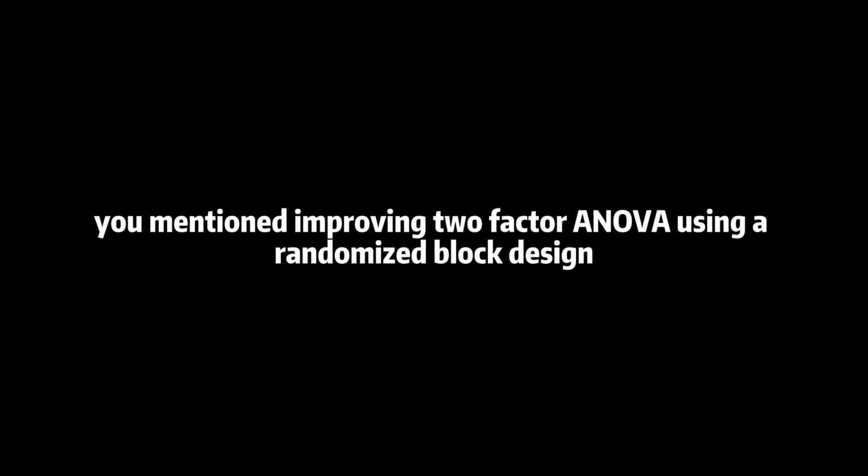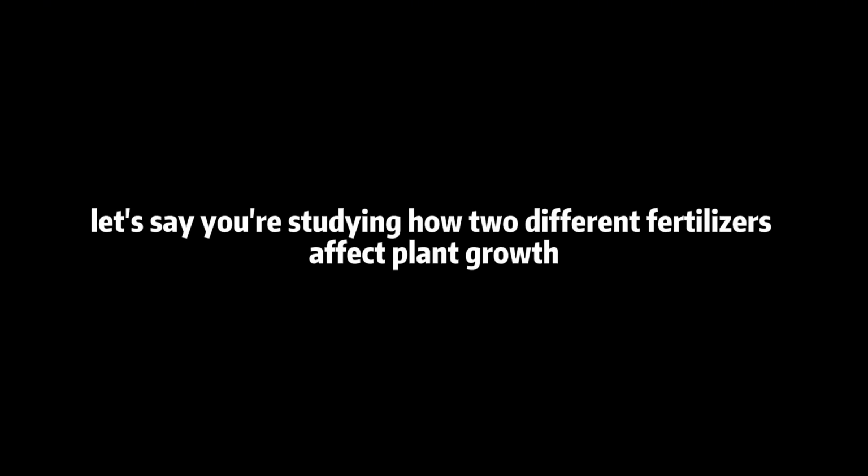And speaking of real-world data, you mentioned improving two-factor ANOVA using a randomized block design. Can you explain how this technique helps us get results that are more meaningful? Absolutely. Let's say you're studying how two different fertilizers affect plant growth, but you already know that the soil quality in your field is kind of all over the place. If you just randomly assign plants to the fertilizer groups, that variation in the soil could end up hiding the real effects of the fertilizers.